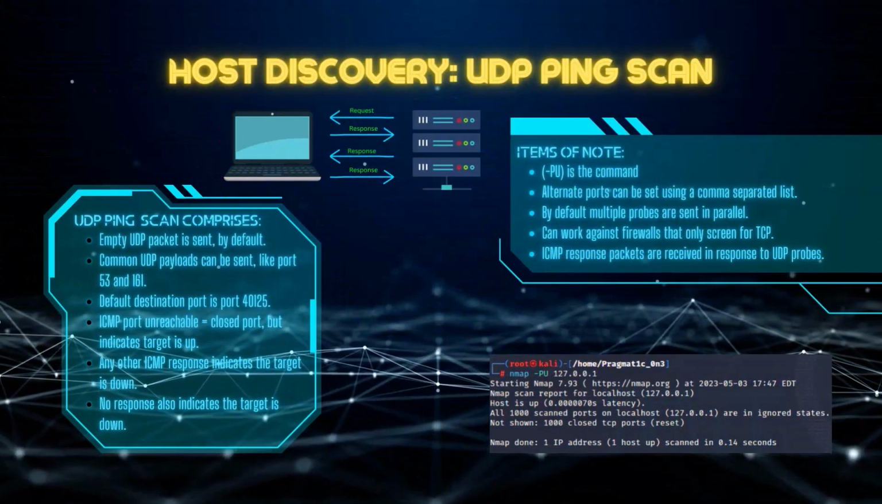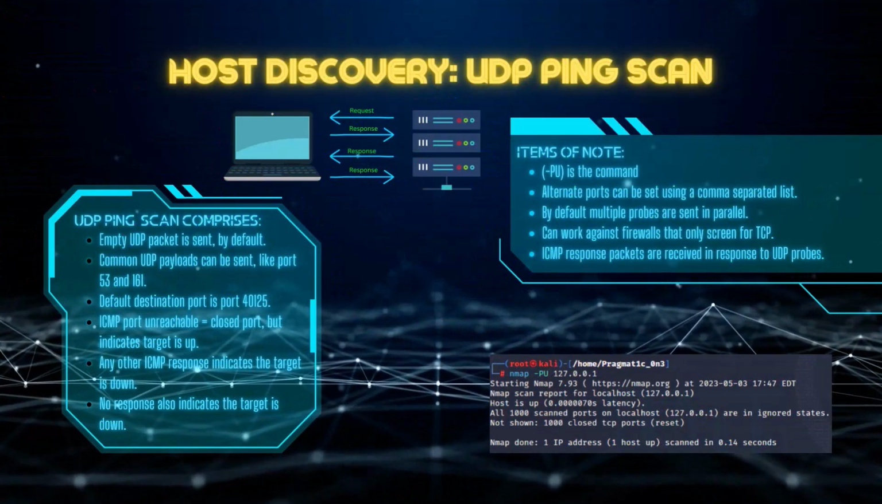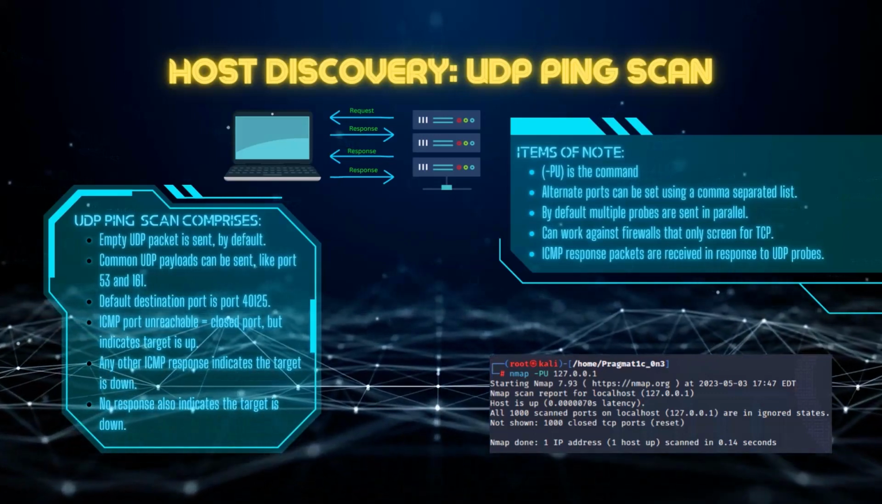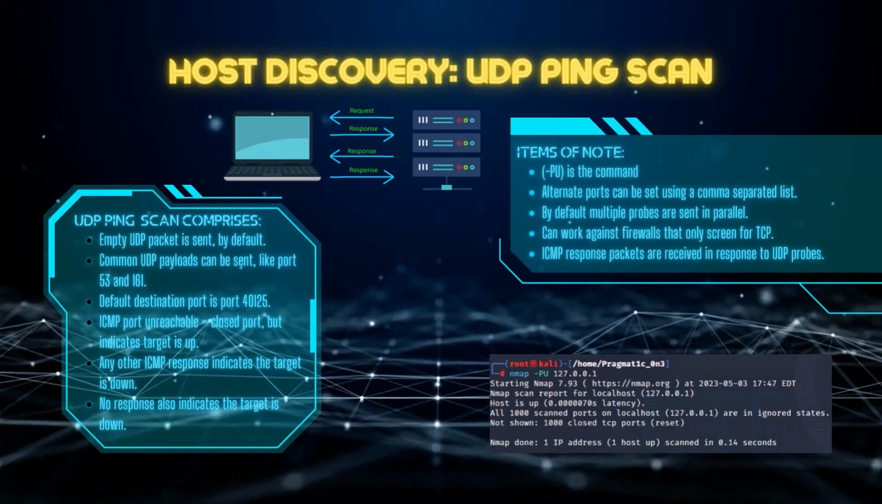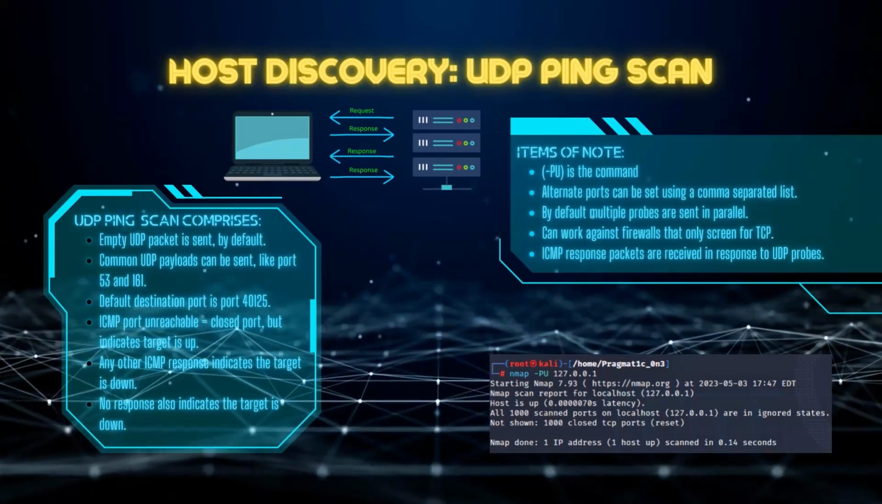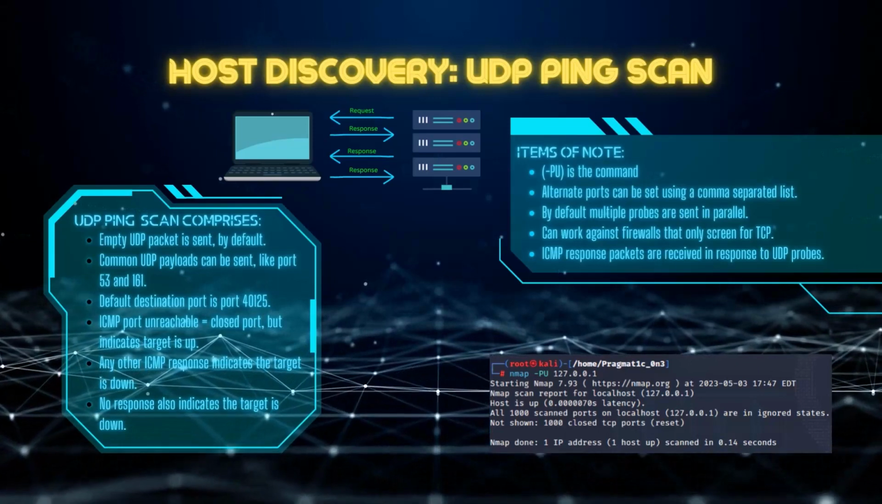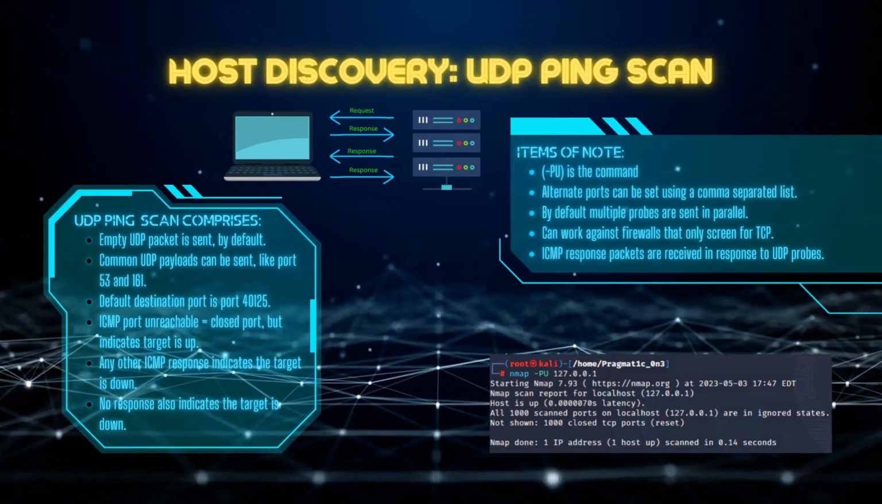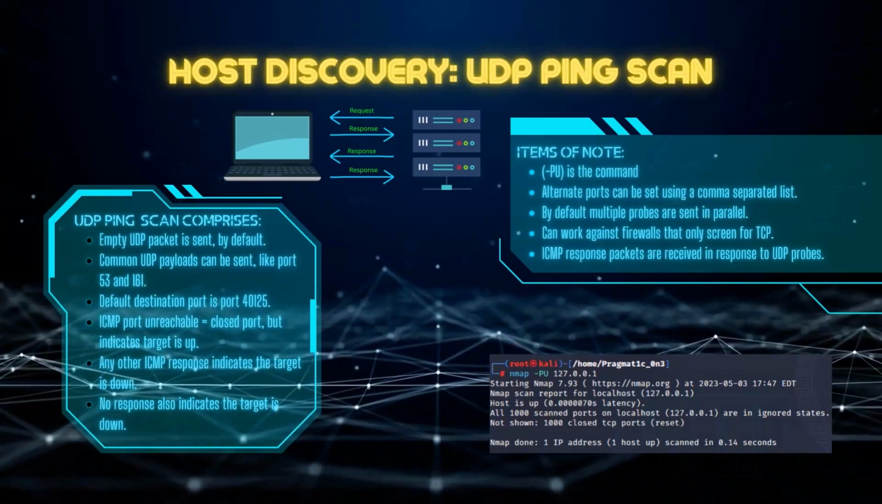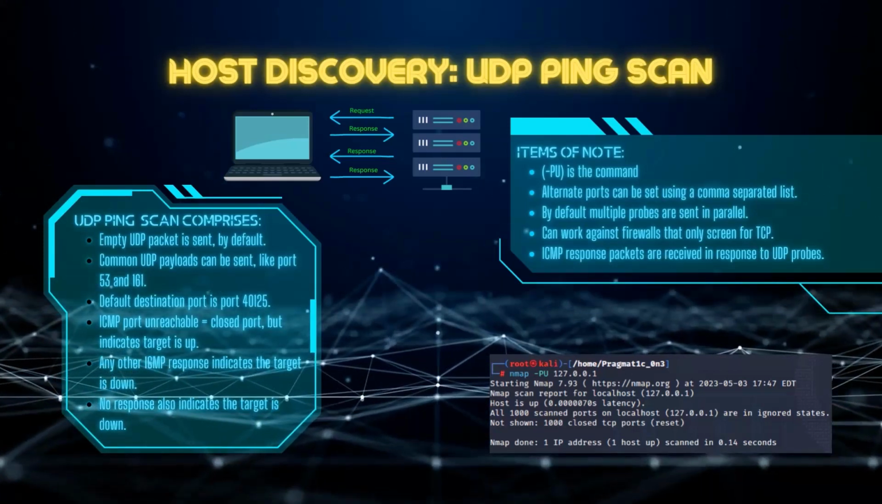UDP Ping. The Nmap switch is -PU. This is an alternative host discovery option that sends a UDP packet to specified ports, with most using an empty packet but some using a protocol-specific payload for better responses. The port list format is the same as for -PS and -PA, and the default port is 40125, which can be changed at compile time.